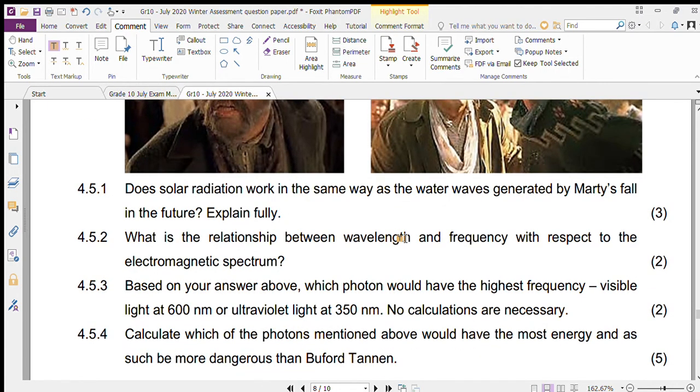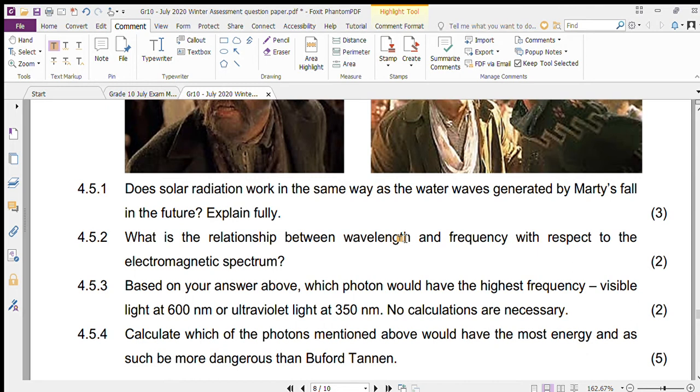So for 4.5.1, I wanted to know, does solar radiation work the same way as water waves? And you guys needed to tell me it's different, for 1 mark. Then you needed to tell me that radiation is self-propagating, and that it creates an electric and corresponding magnetic field. That's what I wanted to know for 3 marks. 1 mark saying it's different, 1 mark saying self-propagation, and the 3rd mark for saying that it creates an electric and magnetic field.